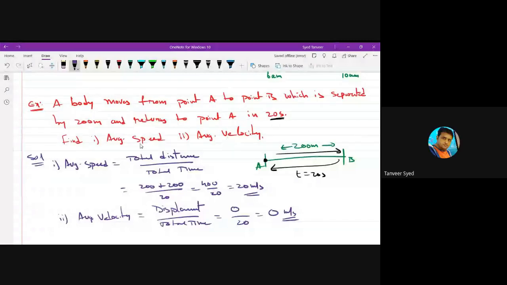Sir, displacement means the shortest route from point A to point B, no, sir? Shortest route from initial position to final position, not between two points. It is the shortest path between initial and final position. What is the initial position? A, sir. What is the final position? B, sir. What is happening in the situation? Read the question correctly. The body moves from A to B, which is separated by 200 meter, and returns to point A. It is not stopping at B, it is returning to A. Yes, sir. So the final position is also A.